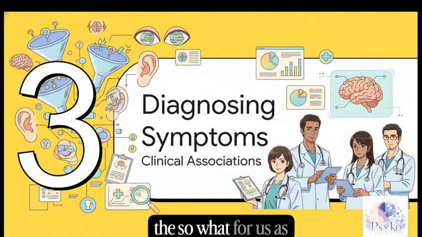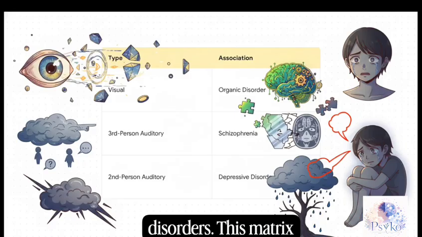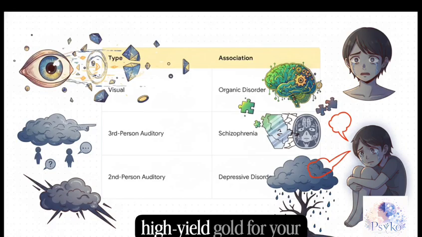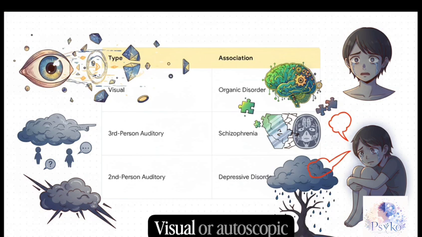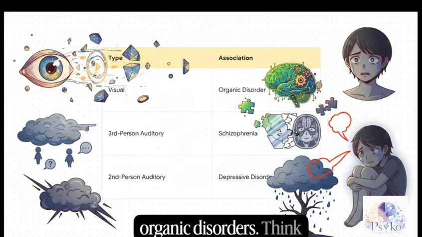Okay, moving further down the funnel to section 3, diagnosing perceptual symptoms. Let's look at the so what for us as doctors and map these symptoms to actual disorders. This matrix right here is pure high-yield gold for your exams and ward rounds. Lock these takeaways in. Visual or autoscopic hallucinations are strongly linked to underlying organic disorders. Think things like temporal lobe epilepsy or brain tumors.